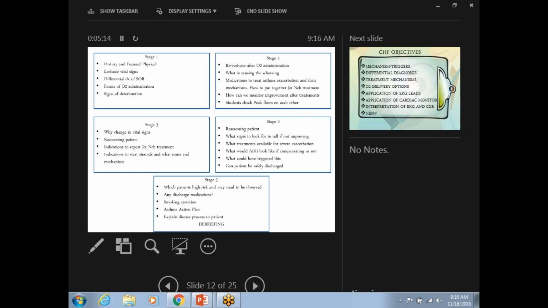And once all this is done, so hopefully we're at about 40 minutes of the 45 minutes, it'd be good to do a little bit of debriefing. So what would they do differently if they had this case again? What they learned from the case? And we'll go over a little bit more about what debriefing is at the end of the presentation.